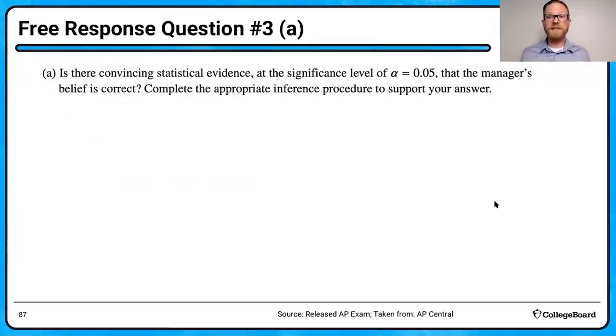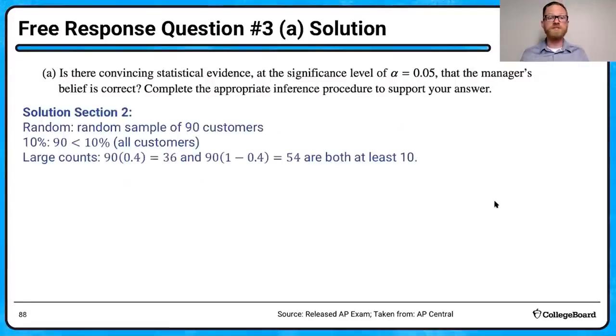All right, let's take a look at the second part of the solution here. This is section 2. What we're going to do here is check our conditions and then find our test statistic and our p-value. So the conditions that we've checked here is the random, because we have a random sample of 90 customers. The 10% condition, because we are sampling without replacement. So we want to know that the sample of 90 is less than 10% of the population of all customers.